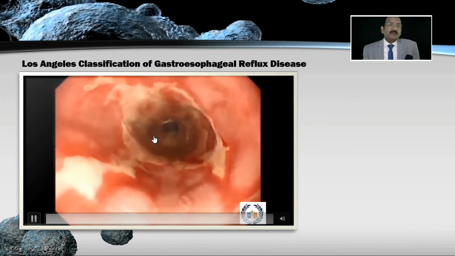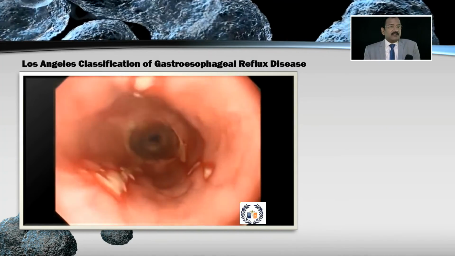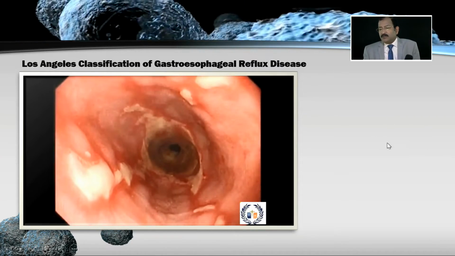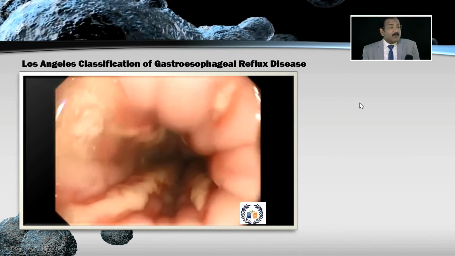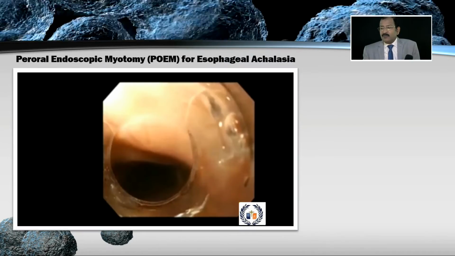In these patients, medical therapy rarely works. Surgery should be immediately considered, and any anti-reflux surgery should be performed. So Los Angeles classification is only possible by endoscopy, and that is necessary now for the physician to do.